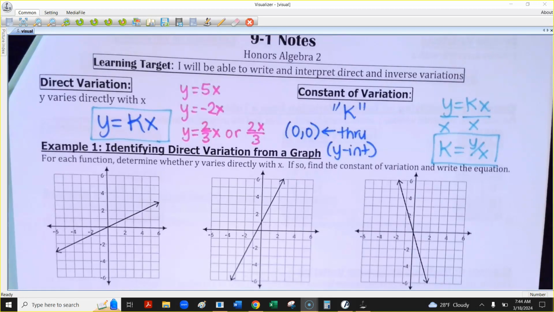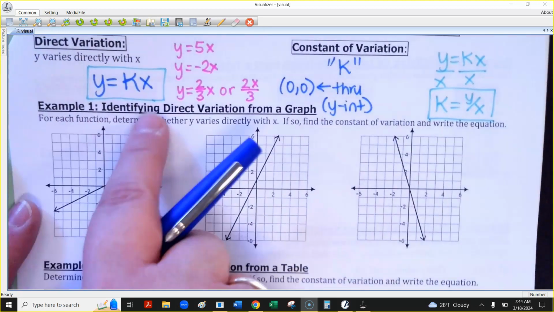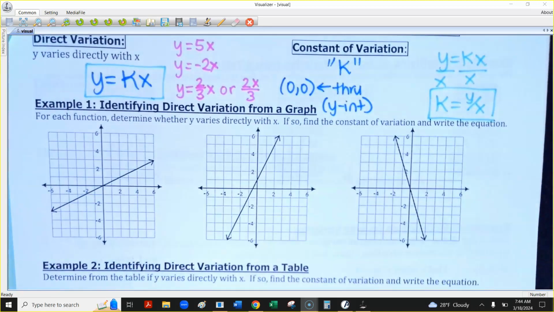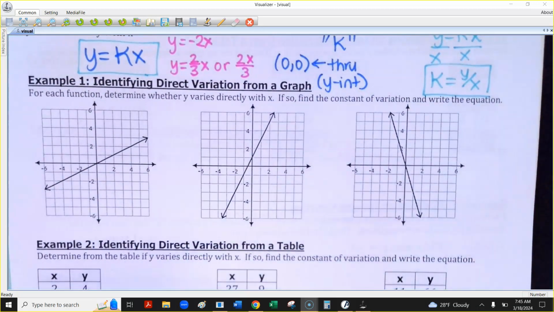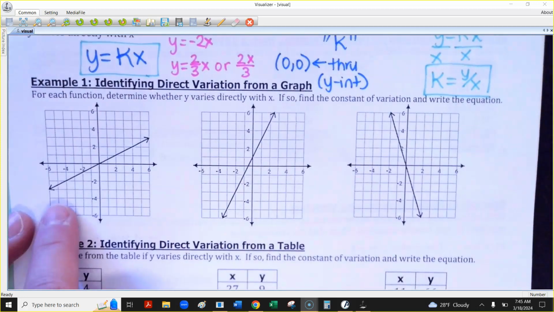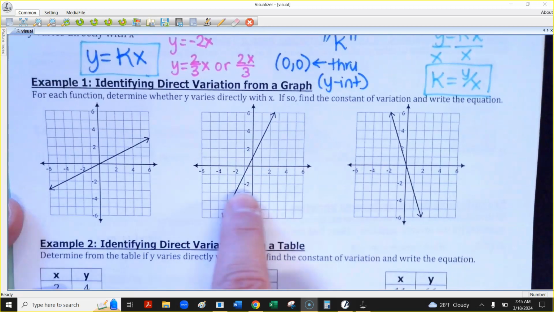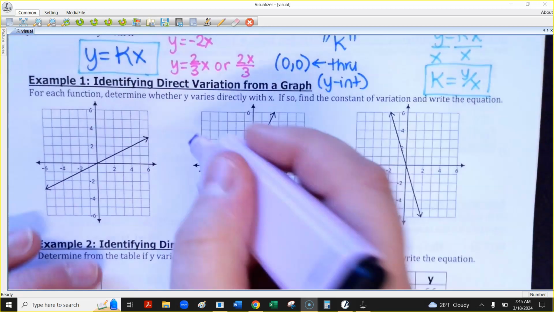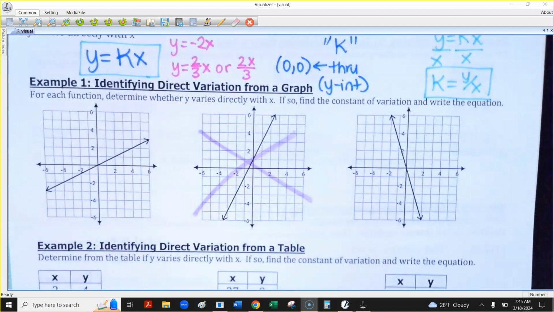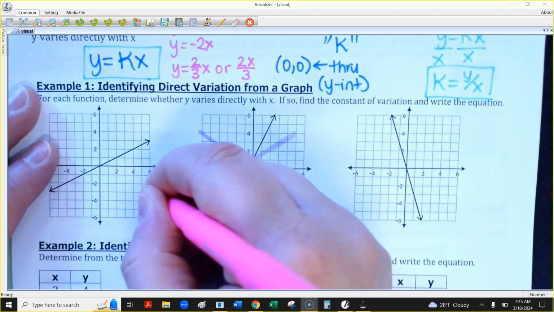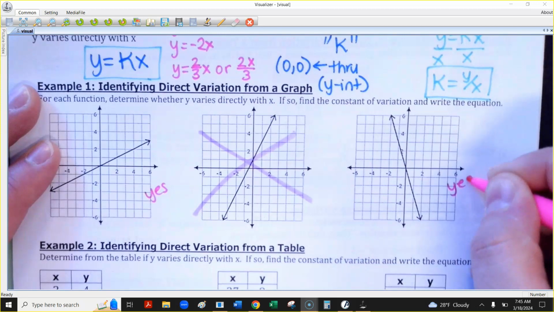So I'm going to give you a couple questions like this. These are just graphs, and it says for each of the functions, determine whether y varies directly with x. And then if so, find the constant of variation and write the equation. If I have a graph that I'm asked if it's a direct variation, I can just look and immediately, if they don't go through 0, 0, like the one in the middle, automatically that's not a direct variation. These other 2 both are, because they do go through the origin. So this would be yes, a direct variation.